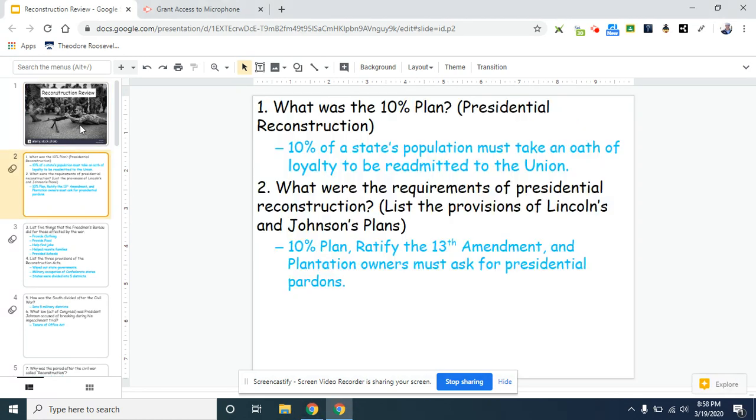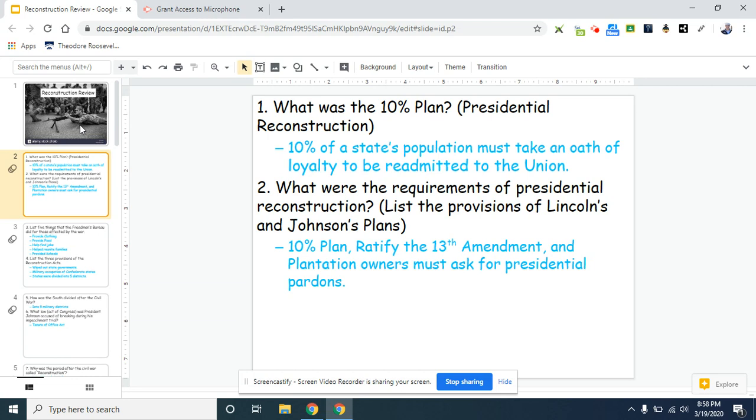Number one, what was the 10% plan? You remember we talked about this during presidential reconstruction. 10% of a state's population must take an oath of loyalty to be readmitted to the Union. In other words, Abraham Lincoln's original plan was, hey, I want to make it easy for states to get back into the Union. You only need 10% of your population to swear an oath, and boom, you're back in.